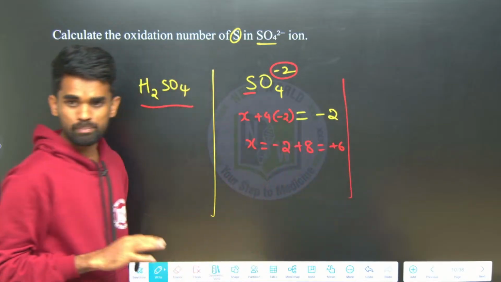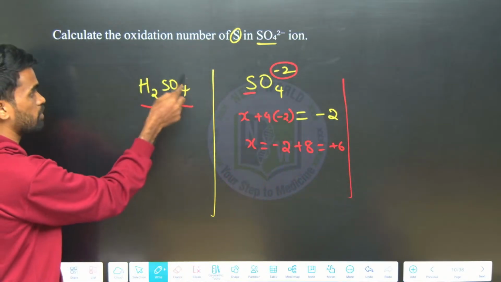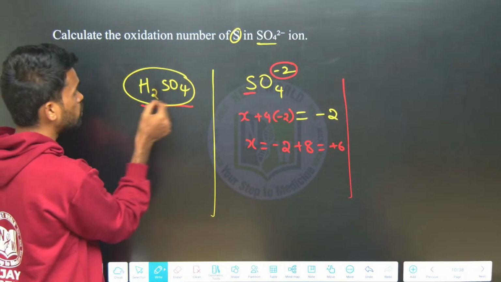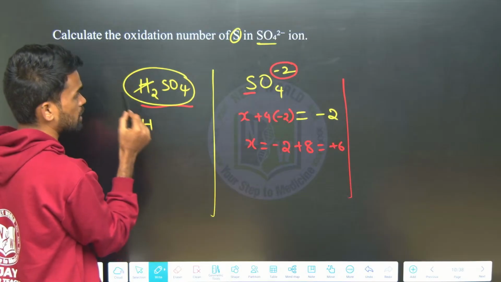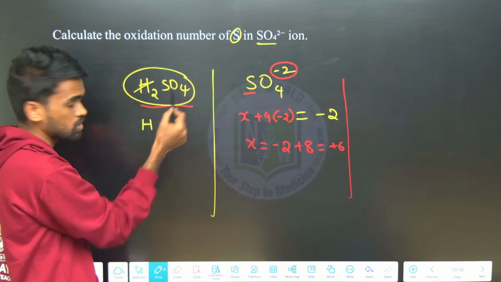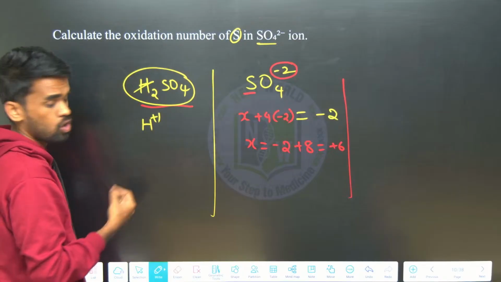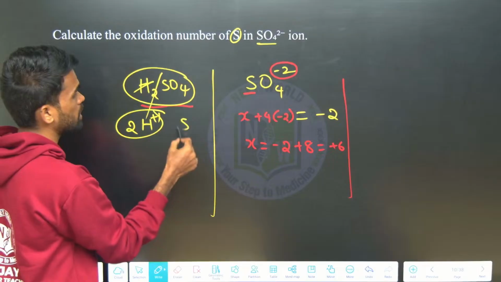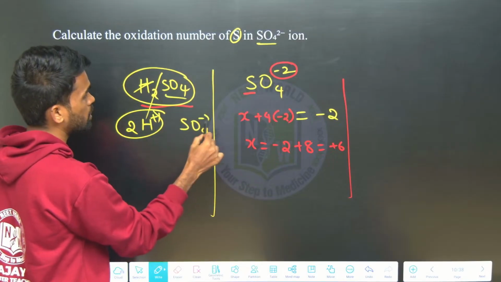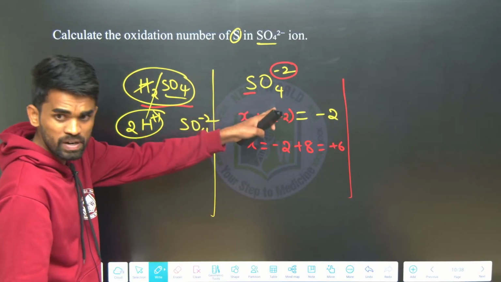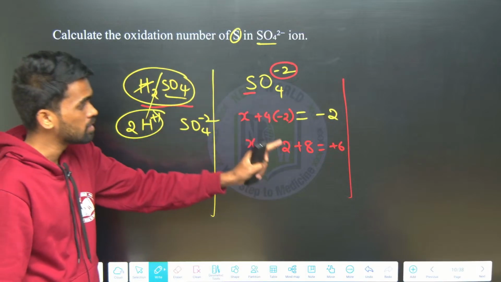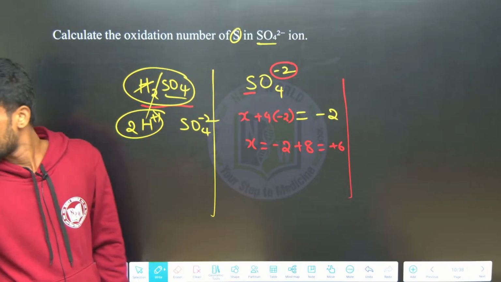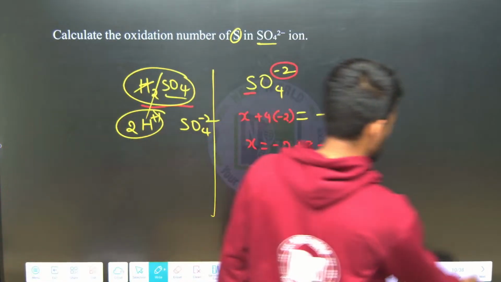That's it. Simple. Even if you do it from here, you will also get plus 6, because we know hydrogen here is less electronegative than these two elements, therefore it will be in plus 1 form. How many are there? 2 hydrogens. If these 2 hydrogens are removed as H+, the remaining charge on this part will be minus 2. That's why sulfate and sulfuric acid both have plus 6 oxidation state for the sulfur, which is the central atom here. Okay, right. Let's move forward.